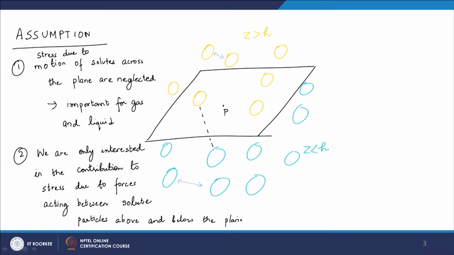So, let us introduce some language here. We will call the particles below using an index i and the particles above using an index j. The force acting on i due to j is given by the vector Fij, and there should be an equal and opposite force acting on j due to i, that is Fji. That is the language we are going to use.